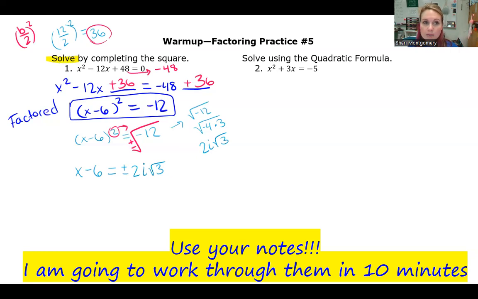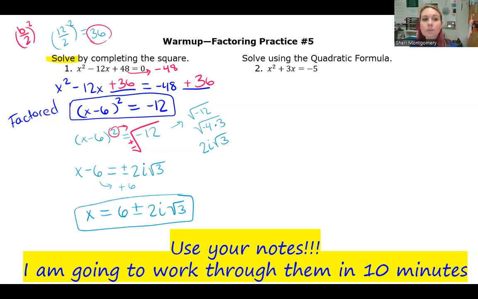We are almost done, but I don't have x equals. The goal is to get x equals. That's what it means to solve. To solve, you get x equals. So I need to bring the negative 6 over. When I bring it over, I'm going to add 6. So x equals 6 plus or minus 2i square root 3. That is my answer. There's nothing else I can do with that.